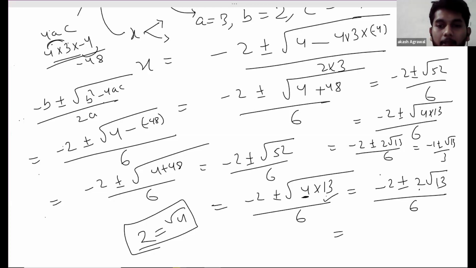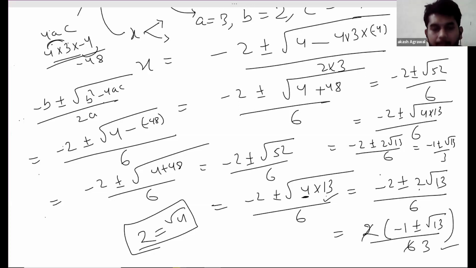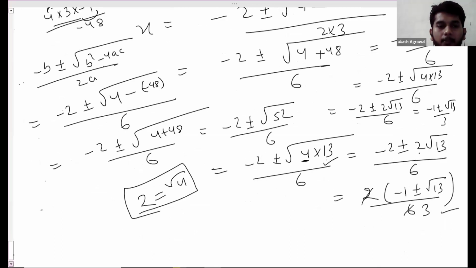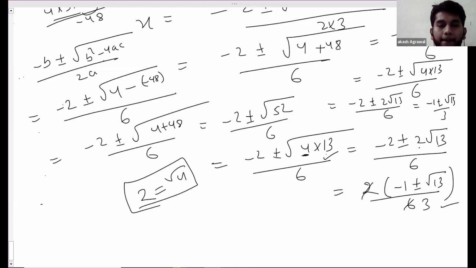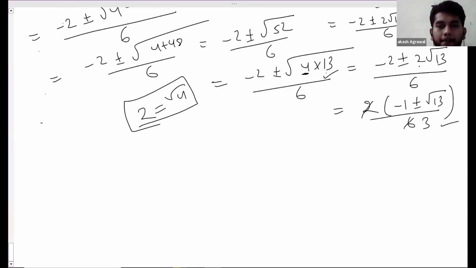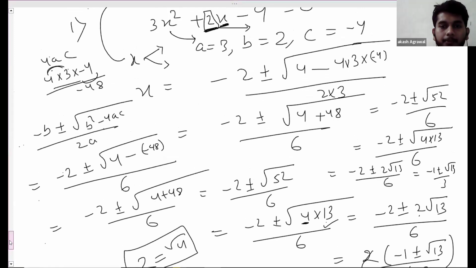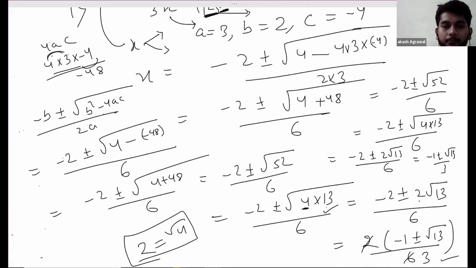Now we can take 2 common from the numerator. What remains? Minus 1 plus minus root 13 upon 3. This is the final answer. Okay. Abdullah, Yasser, clear? Yes sir. Okay. You can note it down, Afnan. Please note it down. Yes sir.